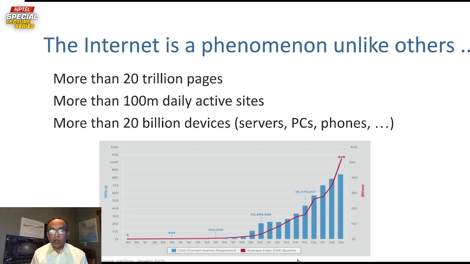The internet is a phenomenon and the web is a phenomenon unlike anything we've seen before. There's more than 20 trillion pages. On any day, there's more than 100 million active sites. There's more than 20 billion devices that connect to the internet every single day, from servers to phones to garage openers to thermometers.